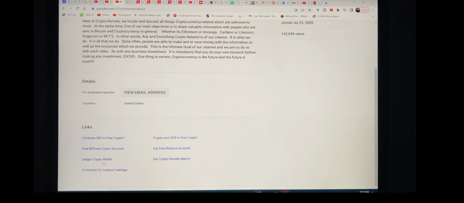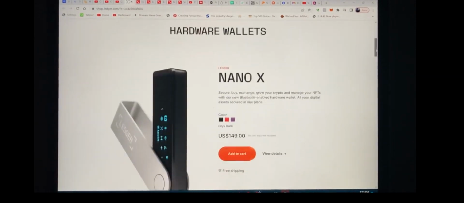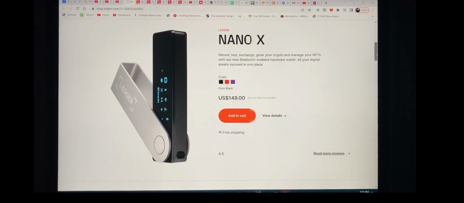Now, in addition to this crypto that you're going to get, you have to protect what you have, because if you don't protect what you have, it doesn't matter, because you're not going to keep it. The only way to do so is to have your own cold storage wallet. Now, Ledger is one of the leading worldwide manufacturers of cold storage crypto wallets.